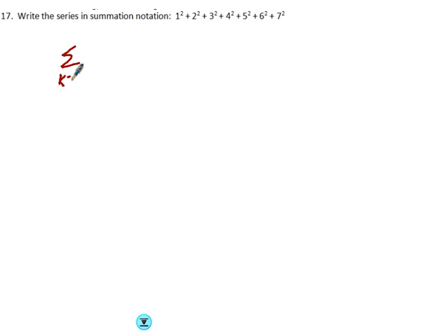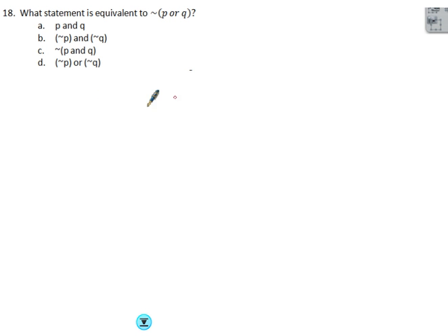Sometimes you see an i. I'm going to use a k. So k starts at 1 and stops at 7, and k is that base number. So the summation is k goes from 1 to 7 of k, and that value is always squared. So this would be 1 squared plus 2 squared plus 3 squared all the way up to 7 squared. So that's what we have with that one. Pretty straightforward. Number 18, we have a multiple choice problem.